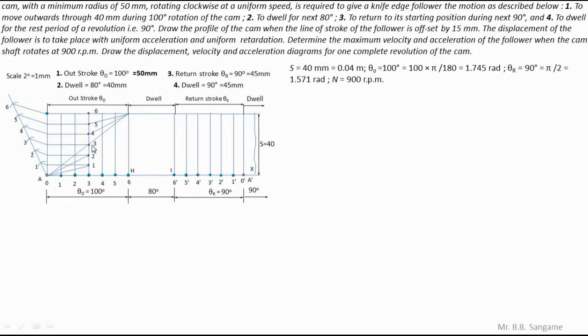Third point I have joined with the 0 and the topmost corner also, and fourth, fifth, sixth are joined with the right topmost corner of the outstroke. Okay, so next thing is I'm going to plot the points of the curve.